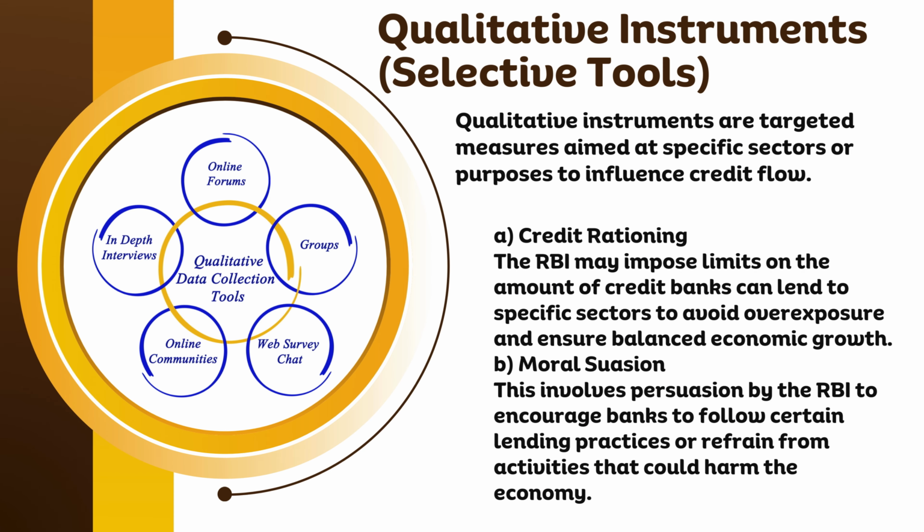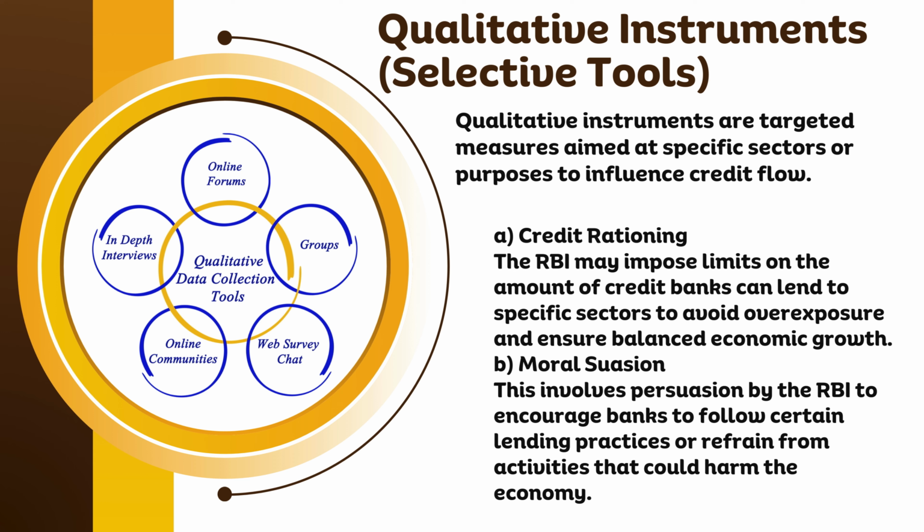Qualitative instruments, selective tools. Qualitative instruments are targeted measures aimed at specific sectors or purposes to influence credit flow. A. Credit rationing. The RBI may impose limits on the amount of credit banks can lend to specific sectors to avoid overexposure and ensure balanced economic growth.